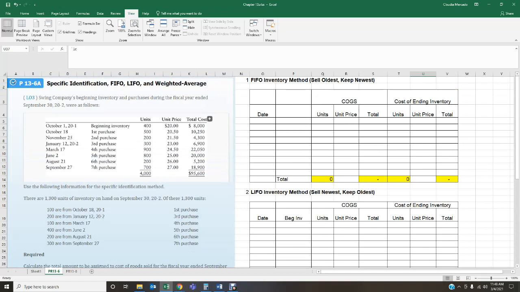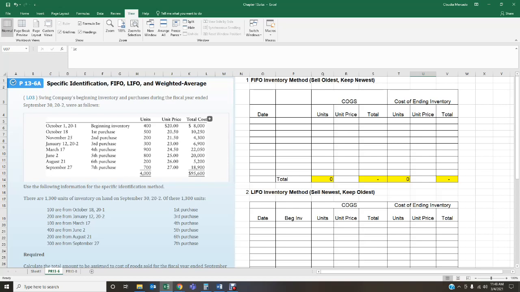So I've set up these tables here. Okay, the first one is for FIFO. FIFO stands for first in, first out. The first items that you purchase are the first items that you're selling. So you sell the oldest and you keep the newest. That's how it goes. So under FIFO, you're always going to sell your oldest inventory. That is going to represent your cost of goods sold. And you're going to keep your newest inventory on hand. This is what you have remaining. That's going to be your cost of your ending inventory.